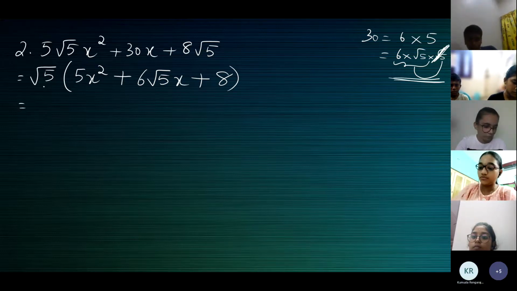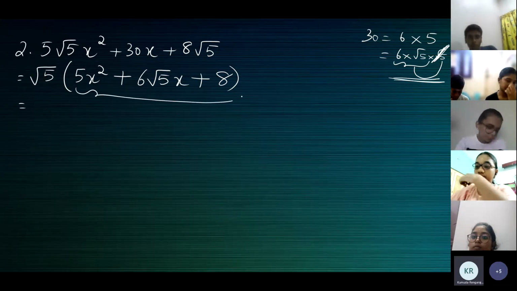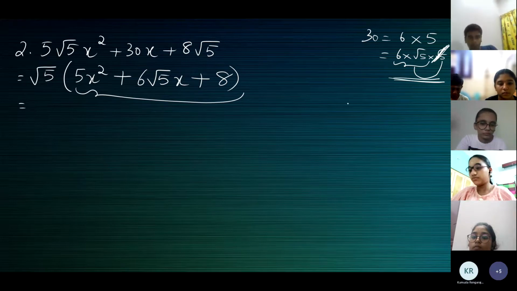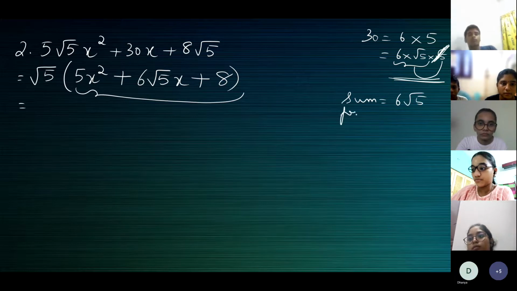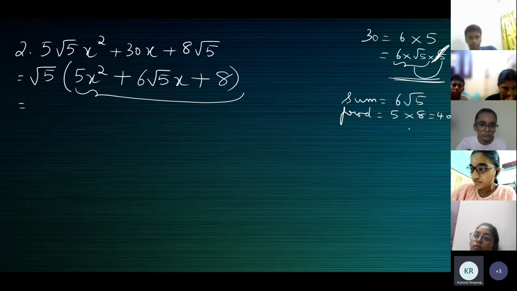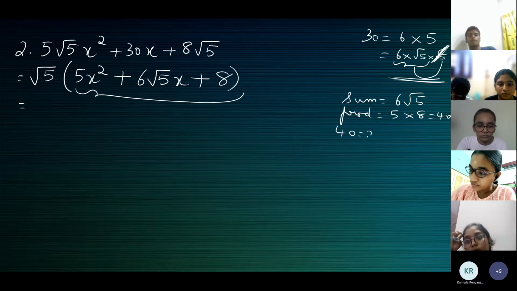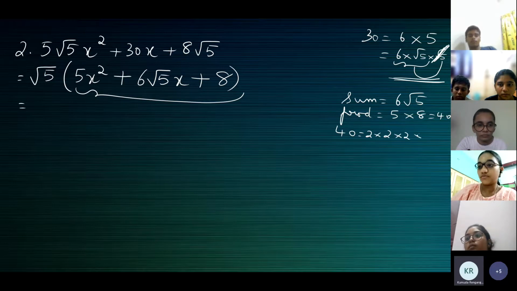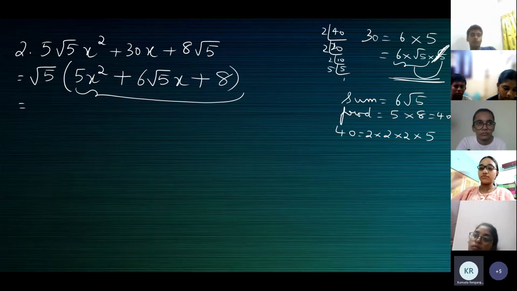Now ignore root 5, which is outside the bracket. We need to factorize this expression. What is the sum? 6 root 5, ma'am. What is the product? 40. 5 into 8, 40. Now, what are the factors of 40? 40 is equal to 2 2s are 4, 4 2s are 8, 8 5s are 40.